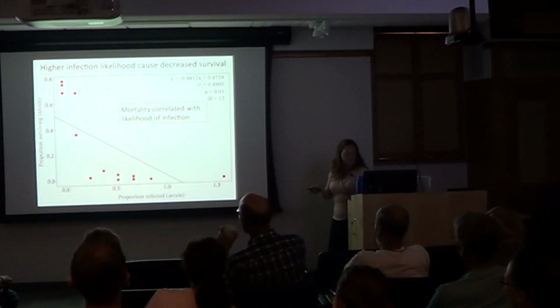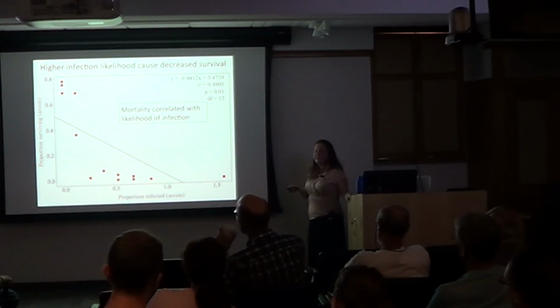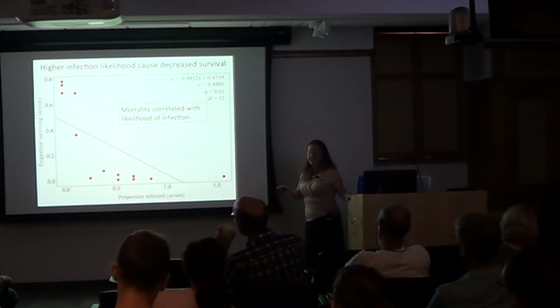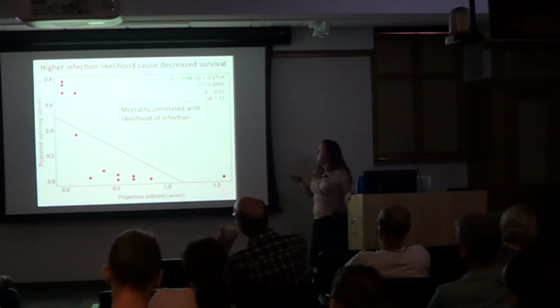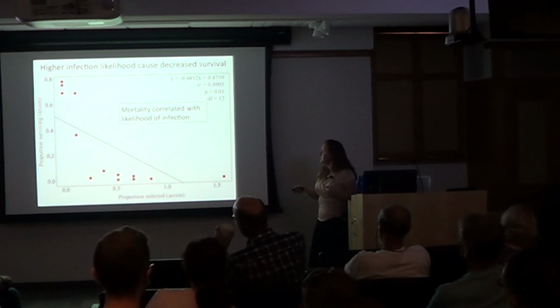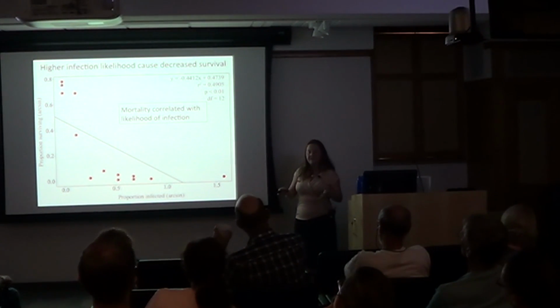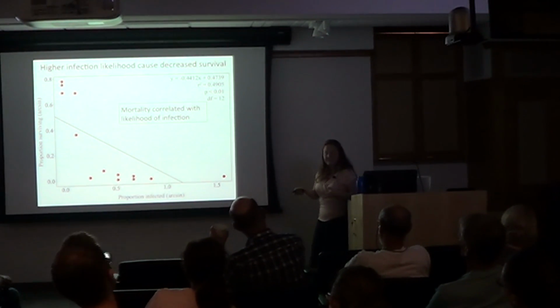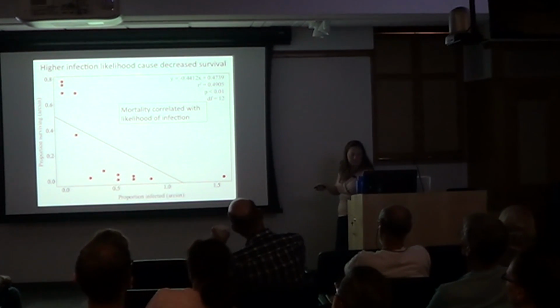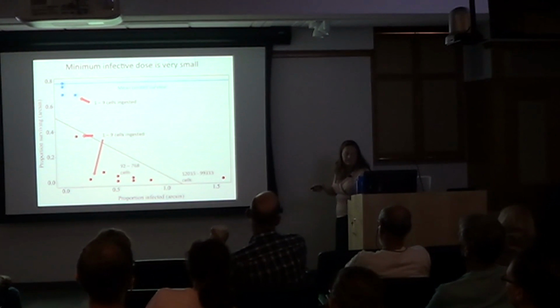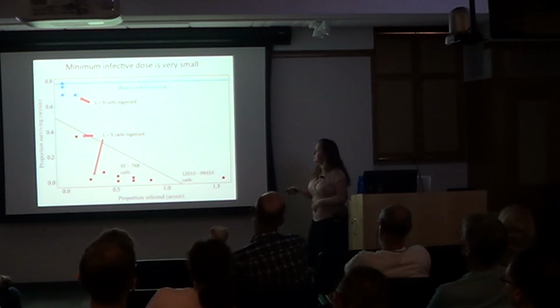So that means that the mortality is actually correlated with the likelihood of infection. It's not the number of cells that you're picking up that matters, but whether you become infected. If you become infected, you will probably die. And in fact, it seems that you can become infected with a very low number of cells.